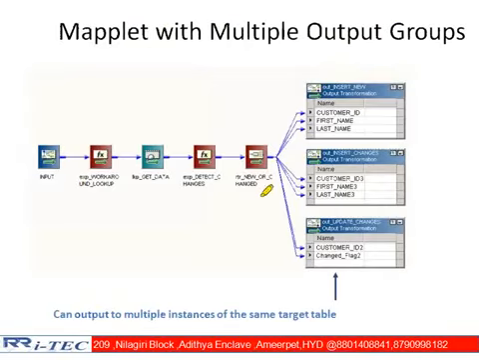See this one. So this is the maplet input. Here I am passing multiple output ports. It can output to multiple instances of the same target table.